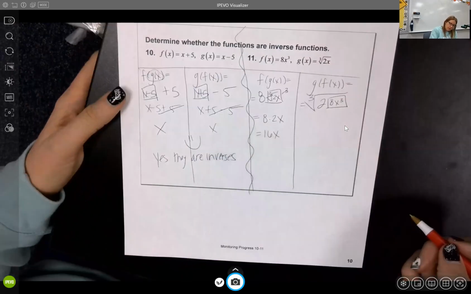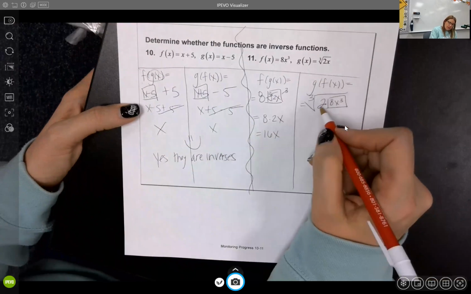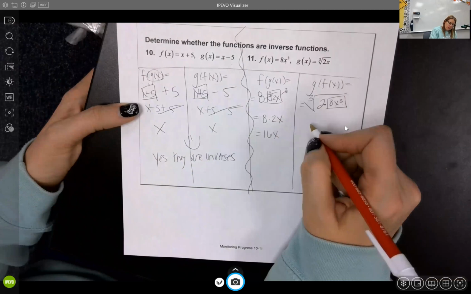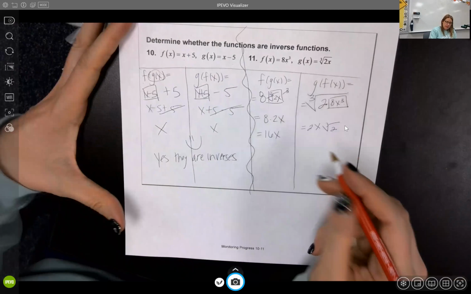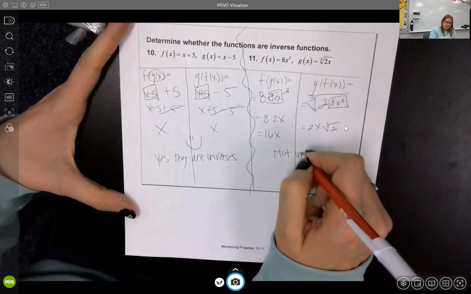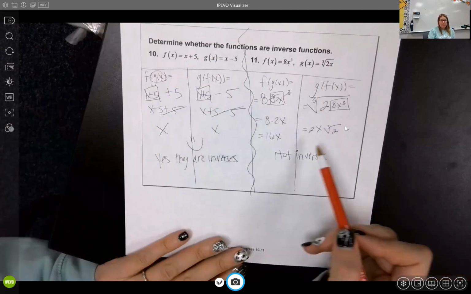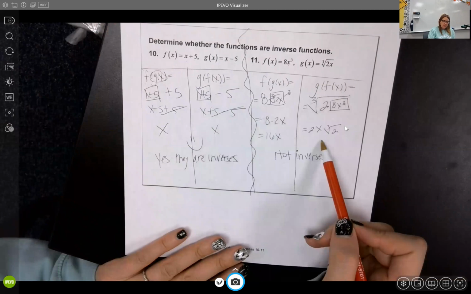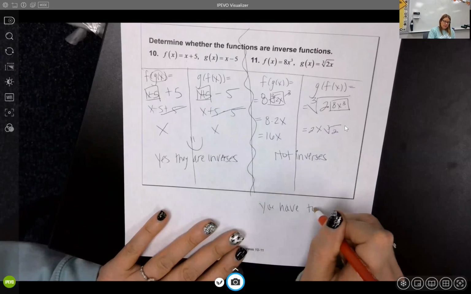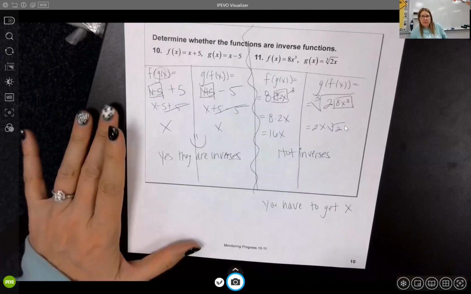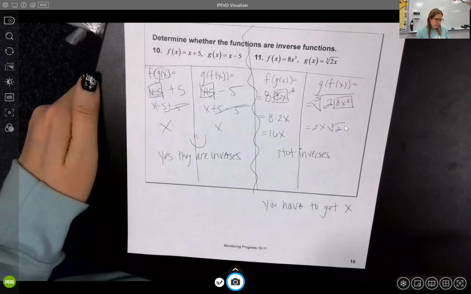Now over here, the 2 won't come out, but the 8 and the x cubed will. So this is equal to 2x and then the cube root of 2. So these are not inverses. Even if I got 16x here and I got 16x here, they're still not inverses. You have to get x. Remember, these two functions are reflections across that line, y equals x. So I have to get x for them to be inverses.